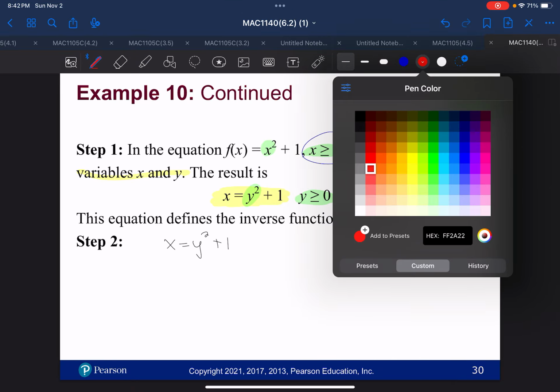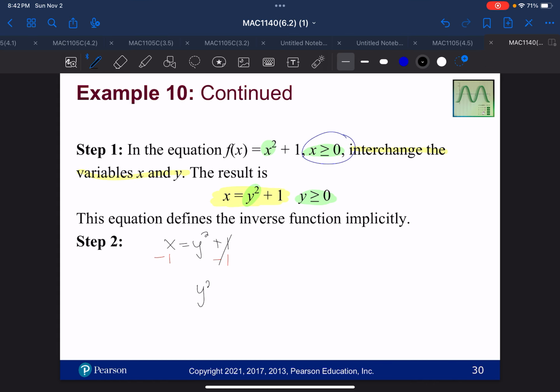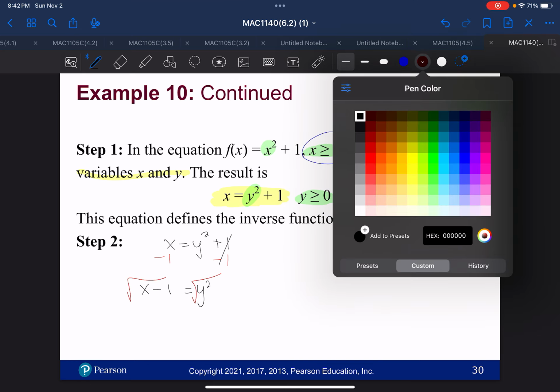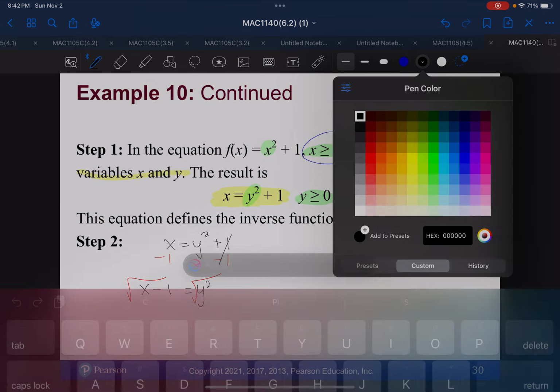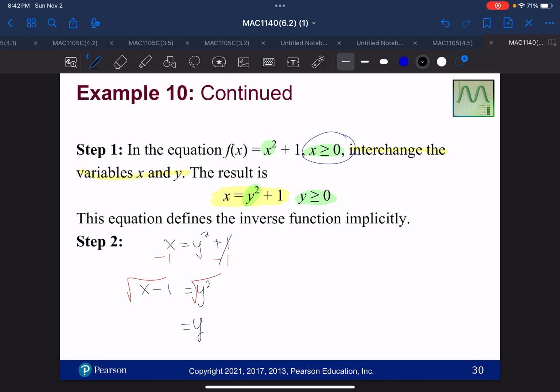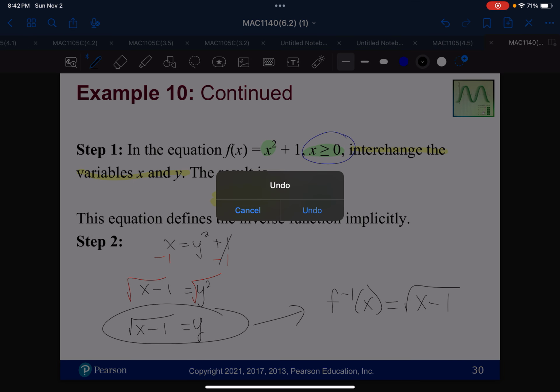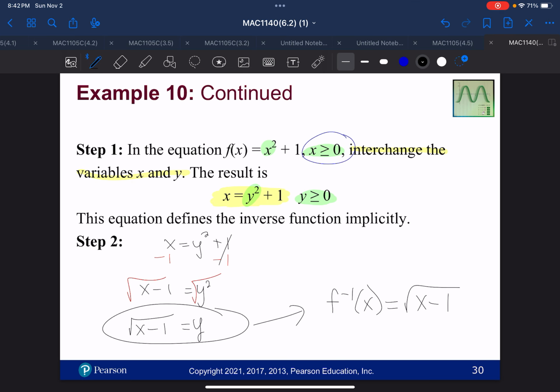So I will subtract 1 from both sides. And now to solve for y, we have to take the square root of both sides to use that square root property. So usually this would give us a plus or minus answer, but because we're restricting y to be greater than or equal to 0, we're only going to go with the positive answer. So this is the inverse function, provided that y is greater than 0.